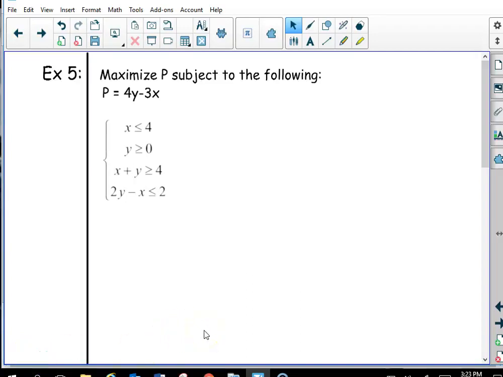Okay, what we're looking at now is a fairly complicated maximization. It's called linear programming, so if you ever want to look up some help on this, that's the name of it mathematically. It says maximize P subject to the following. P is just this equation, 4y minus 3x. And I'm going to sketch a graph of these four inequalities.